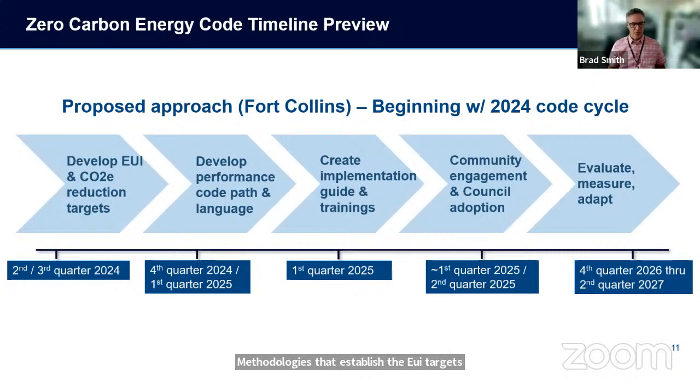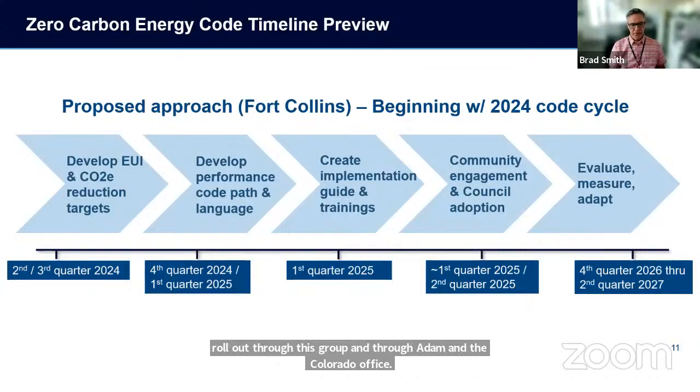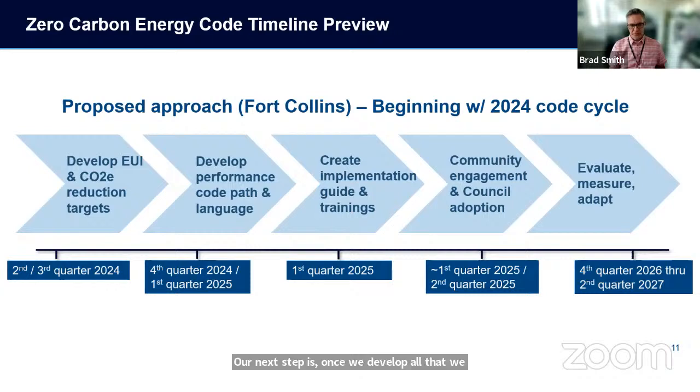The plan is fourth quarter of this year, first quarter, develop the code language. It'll likely sit as an appendix that we will adopt in its entirety. We'll then create the implementation guide and be doing training. This will be something that we'll plan to roll out through this group and through Adam and the Colorado Energy Office. Our next step is once we develop all that, we do community engagement and get ready for council adoption, planning about a year from now, a year from issuance of the current version of the International Energy Conservation Code, which fingers crossed we see soon.